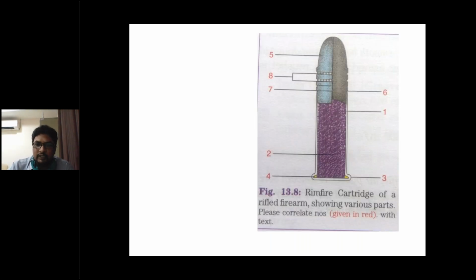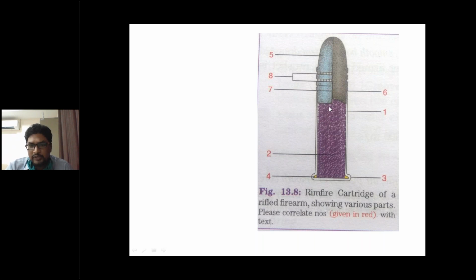So again, this is another model. You can see the third one is known as the rim of the cartridge. Number 4 is the primer, and number 2 is the gunpowder. Number 1 is the case or shell, the cartridge case. This whole thing is known as the bullet. And number 6 is the case mouth.